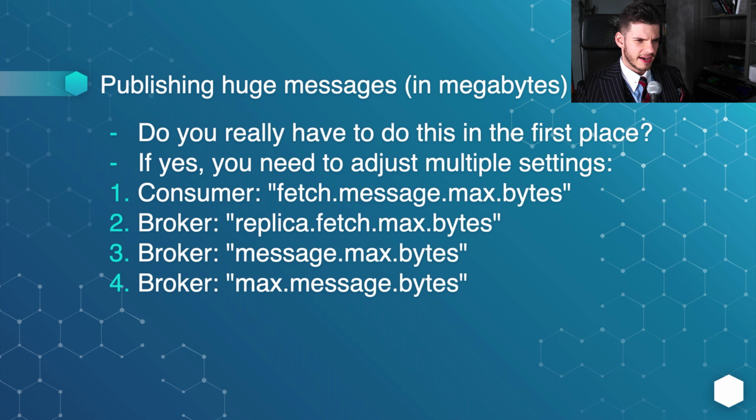On the broker side, replica fetch max bytes, required for proper replication. Without changing it, you might get some silent failures, as basically events will not be replicated and you will not know anything about the issue, which is pretty nasty. Again on broker, message max bytes, which is the maximum size of the message that you can publish to Kafka. And again on the broker, max message bytes, so kind of like similar to the previous one, which is the largest size of the message that is allowed to be appended to the topic on the specific partition.